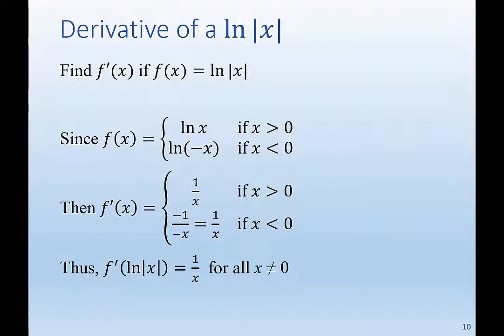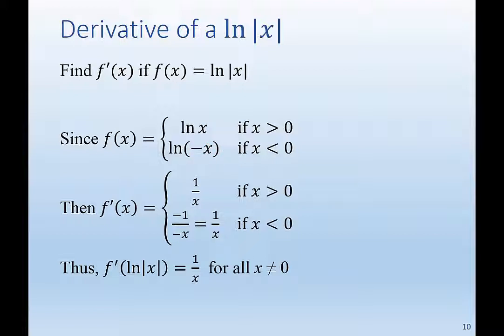Let's now work out what the derivative of the natural log of the absolute value of x is. Now, the absolute value of x always returns a positive number. And so we define the absolute value of x as x if x is positive, and it's the negative of x if x is negative, so that it'll turn it into a positive number.